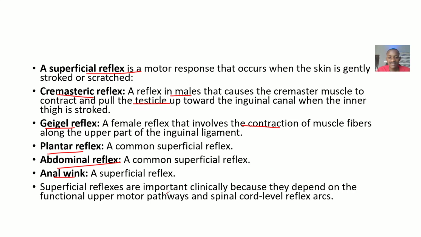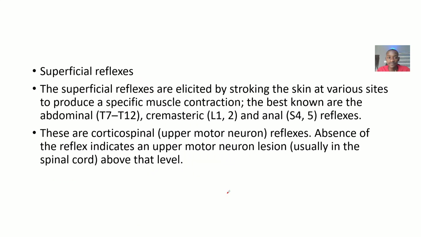So these superficial reflexes are important clinically because they depend on the functional upper motor pathways and spinal cord level reflex arcs, okay? So these superficial reflexes are elicited by stroking the skin at various sites to produce specific muscle contraction, all right? The best known sites are the abdominal, which are stimulating T7 to T12, and the cremasteric, which are stimulating L1 and L2, and the anal one, which is S4 and S5 reflex, right?